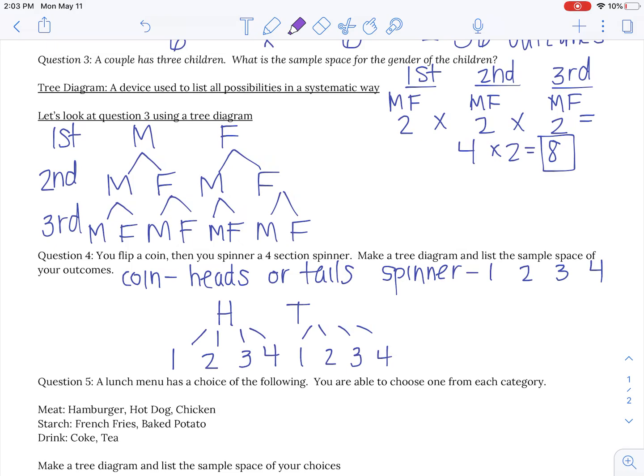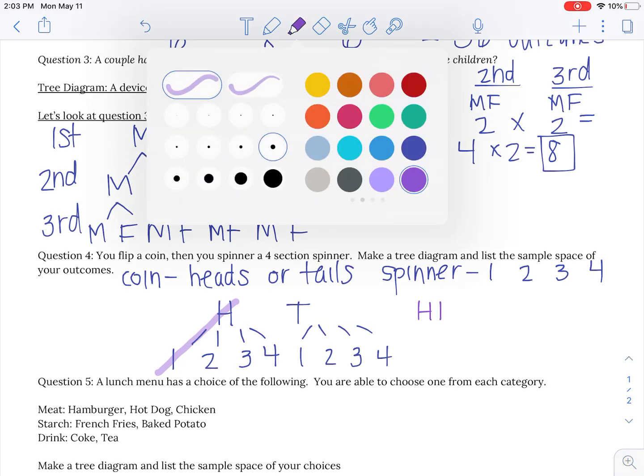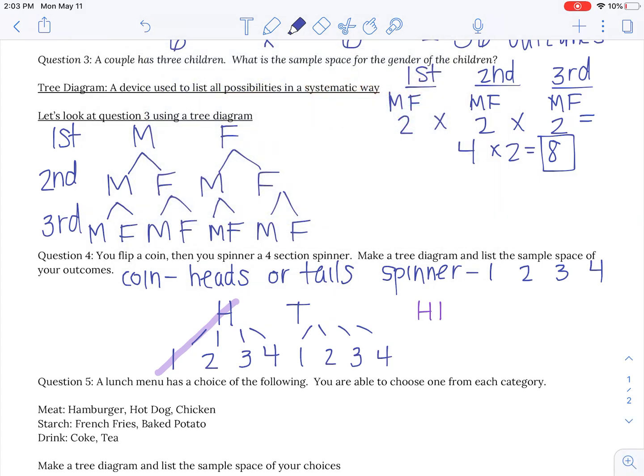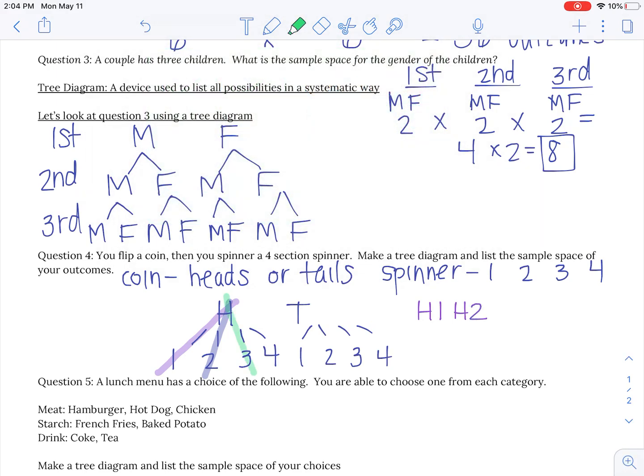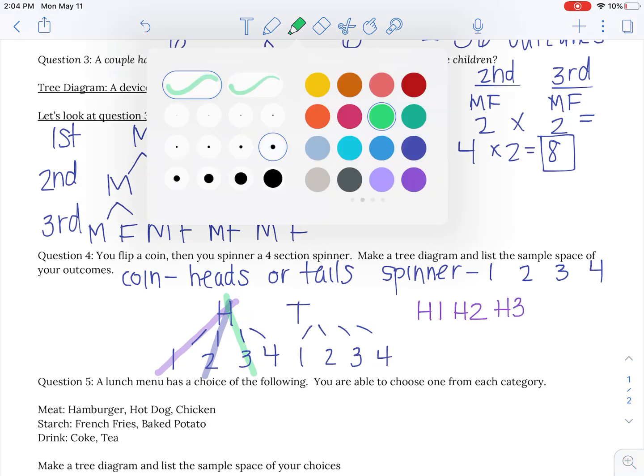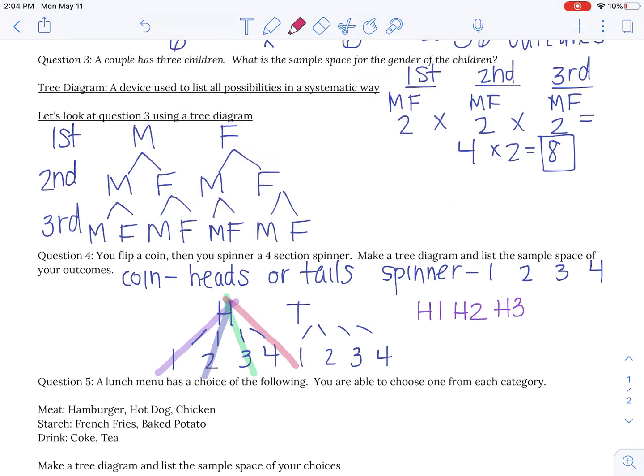So my first outcome could be heads or a spin of 1. So I say H1. My second option could be flipping a heads but getting 2 on my spin, so H2. My third option, I could get heads and spin a 3, H3. My fourth option, I could get heads and spin 4.